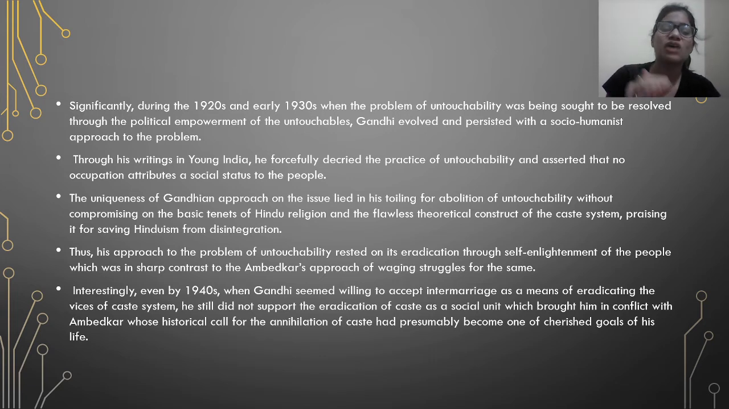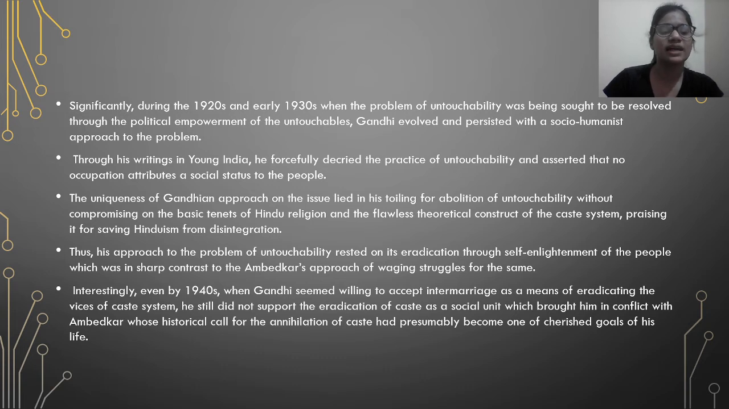So the uniqueness of the Gandhian approach on this issue basically lay in seeking the abolition of untouchability without compromising the basic tenets of the Hindu religion and the flawless theoretical construct of the caste system, by praising it for saving Hinduism from disintegration. So we can see very clearly that the approach to the problem of untouchability rested on eradication through self-enlightenment of people, which was a sharp contrast to Ambedkar's approach of waging struggles for the same.